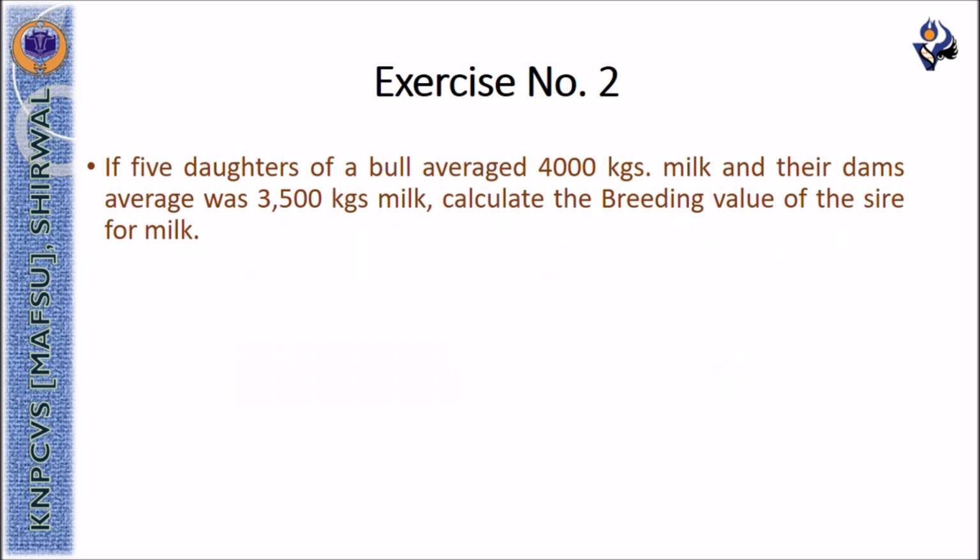The second problem is based on breeding value. The problem states that if 5 daughters of a bull averaged 4000 kilograms milk and their dams' average was 3500 kilograms milk, then calculate the breeding value of the sire for milk.